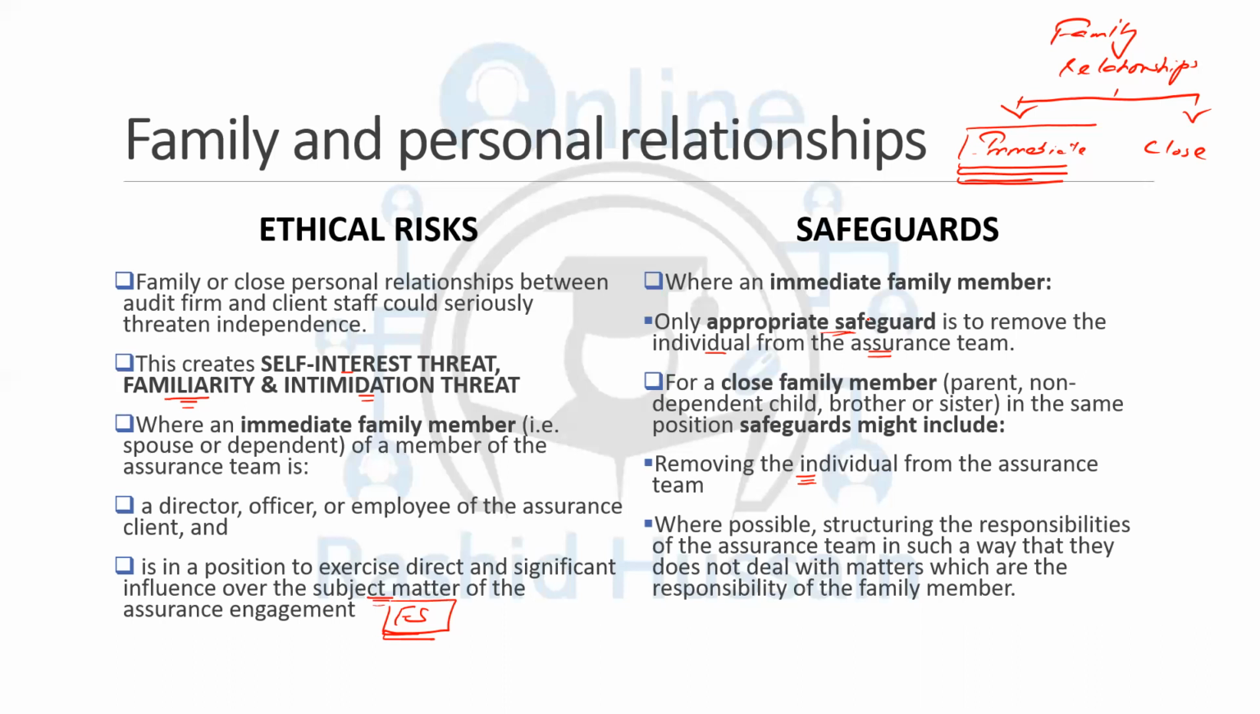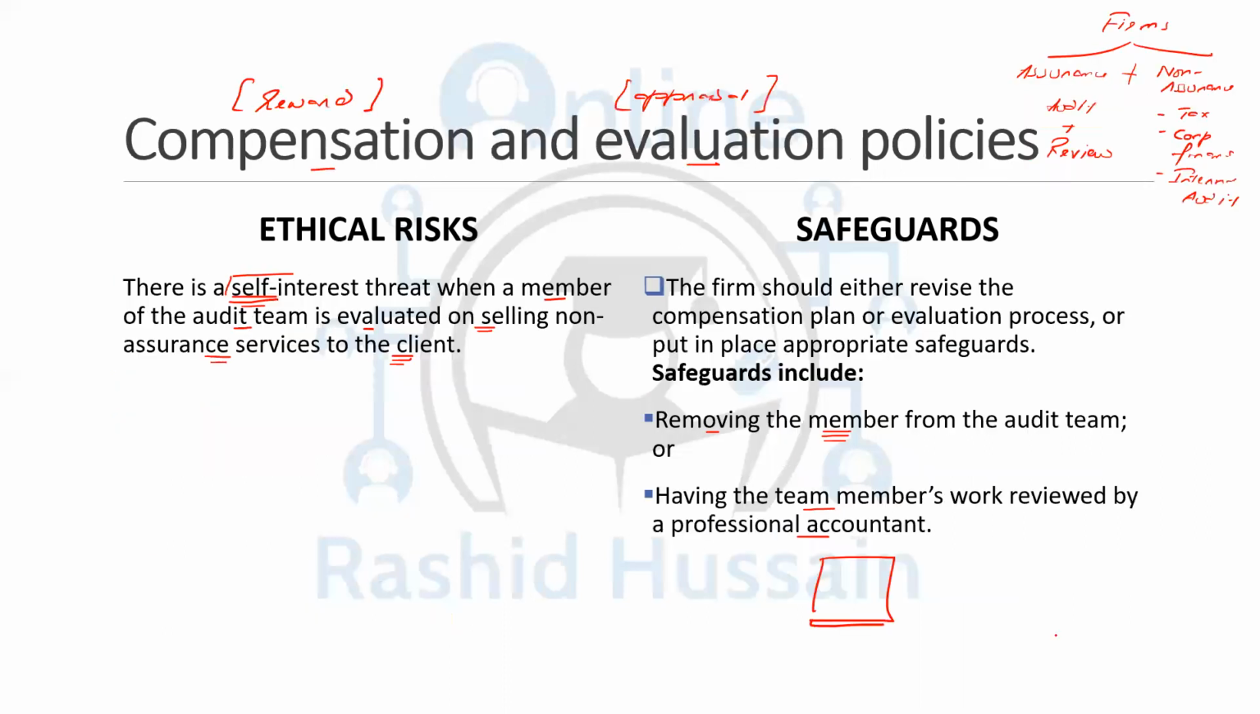But the firm should have the policy that before allocating a team to the audit, they should ask them straight away whether they are having any familiarity, close or immediate person over there who can affect the independence. If they tell you straight away, then those people should not be part of the team.